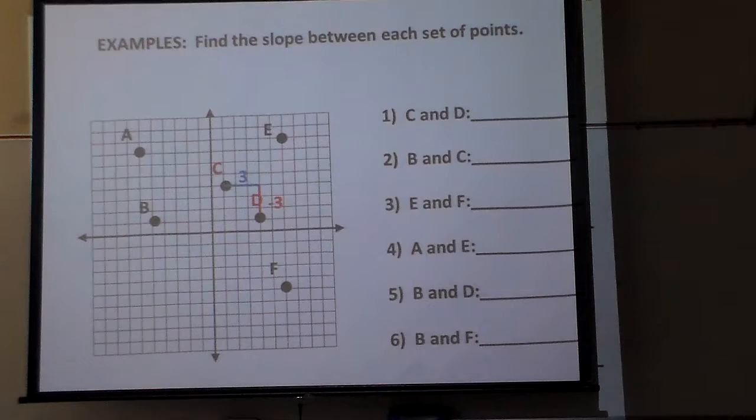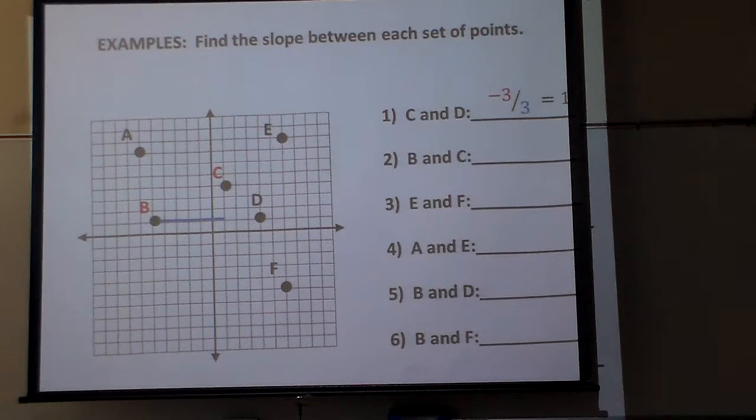Now if you remember, slope is the rise over run. It went down, so it's going to be negative 3 over 3. Only that will reduce to a negative 1. You can barely see that 1 on there. Alright? So, let's look at BC.